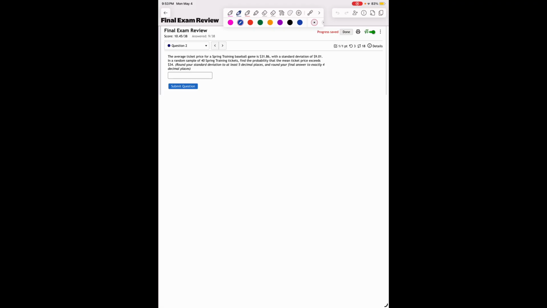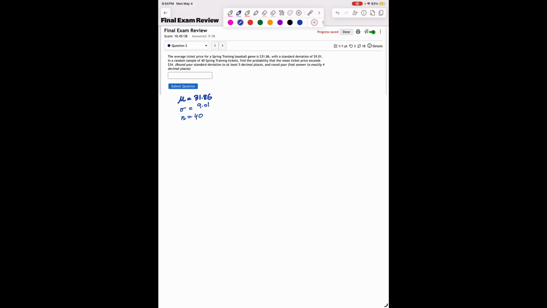Let's first identify what we are given. The average ticket price for a spring training baseball game is $31.86, so the population mean is equal to $31.86, with a standard deviation of $9.01. So the population standard deviation is $9.01. The sample size in a random sample of 40 spring training tickets, so the sample size n is equal to 40. Find the probability that the mean ticket price exceeds 34.